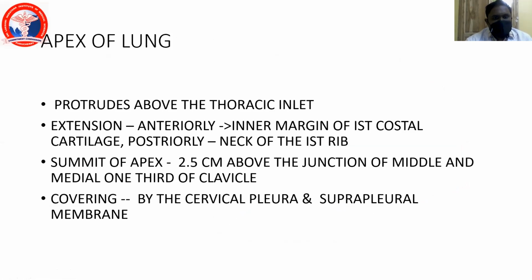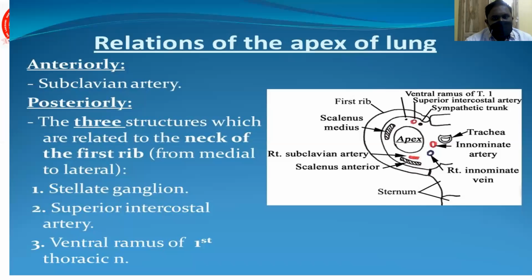Apex of the lung protrudes above the thoracic inlet, extending anteriorly to the inner margin of the first costal cartilage, posteriorly to the neck of the first rib. The summit of the apex is 2.5 cm above the junction of the middle and medial one-third of the clavicle, covered by the cervical pleura and suprapleural membrane. These are the relations of the apex of the lung.